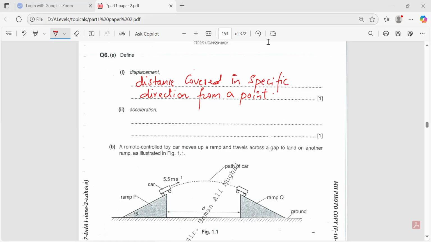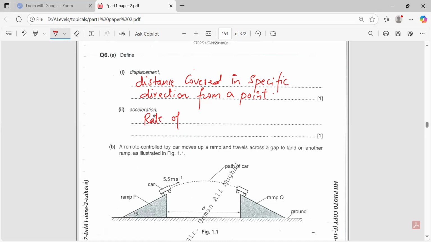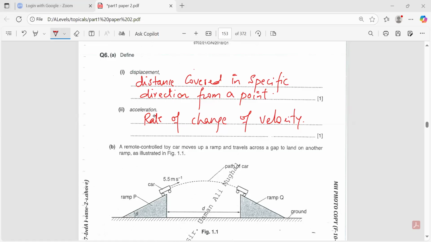Next question is you have to tell about acceleration. So how do you explain acceleration? Acceleration is defined as the rate of change of velocity. So how much velocity changes in how much time, that will be called acceleration.